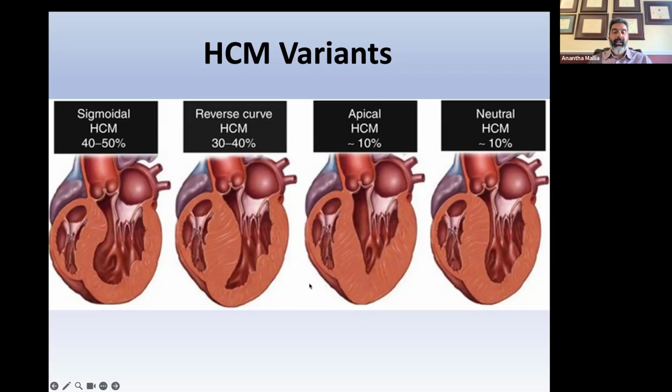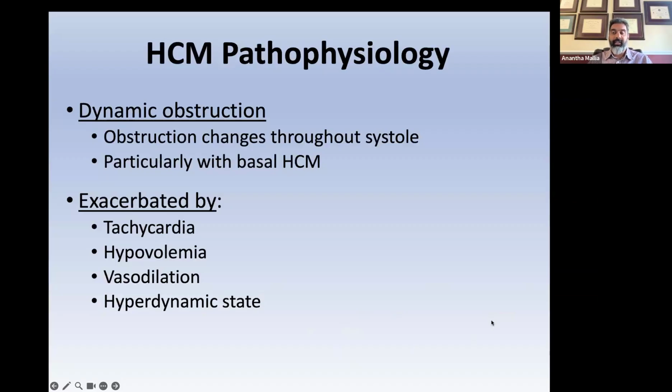And so if you look at these variants, those that involve the septum are those that are more likely than not to manifest the clinical presentation of HCM, rather than those that do not. So the majority of these variants, like I said, do involve the septum. So septal hypertrophy is the thing that we're looking for if we have a clinical suspicion for HCM.